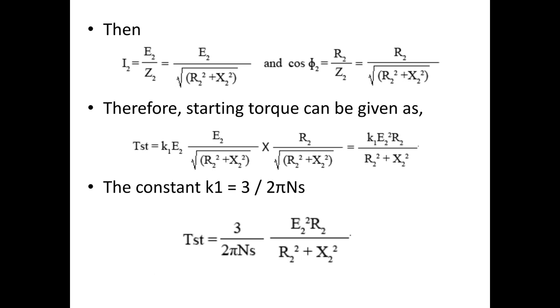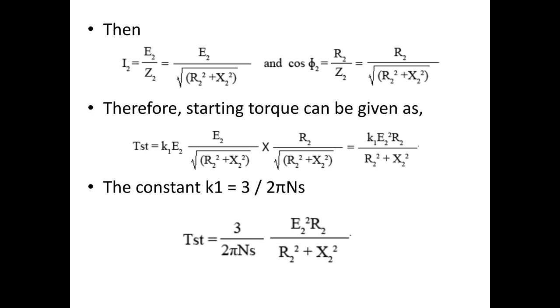If we substitute the values in the equation, we will get the torque equation, right? So what is I2? I2 is the rotor current. How will you find the rotor current? Again Ohm's law, I is equal to V by R, right? Here V is E2, the EMF induced in the rotor. Fine. Z2 is your impedance.